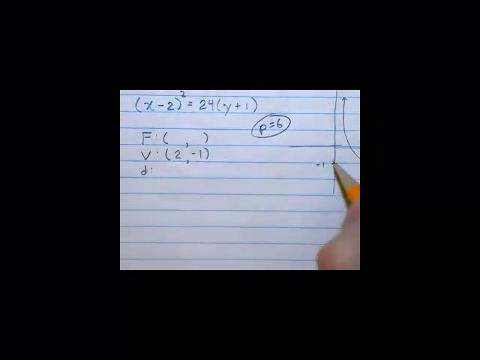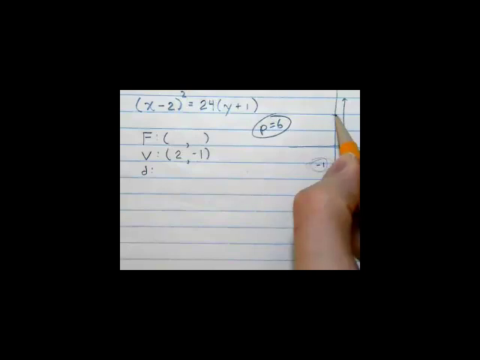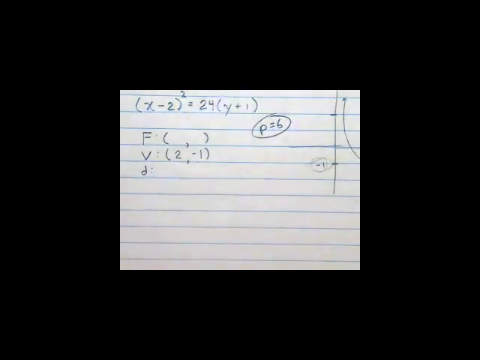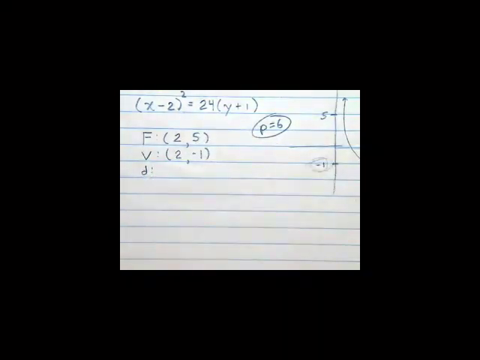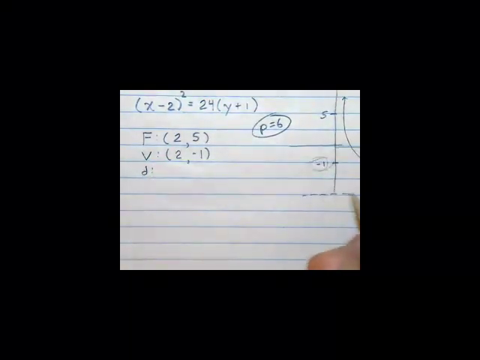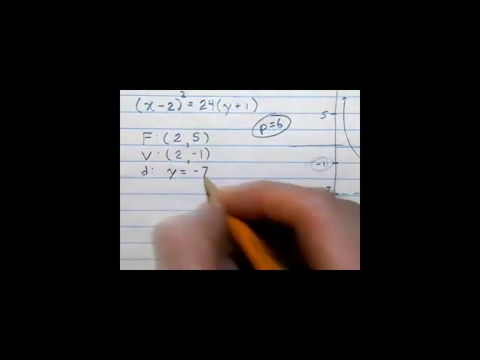So if I'm down at negative 1, before I reach that focus, what's going to be its coordinate over here? Okay, yeah, it's going to be 5. So 2, 5 is the focus. And then to get to my directrix, where is that directrix sitting? Right, remember it's down, so negative 7 would be 6 away from that vertex. So the equation of that line is y equals negative 7.